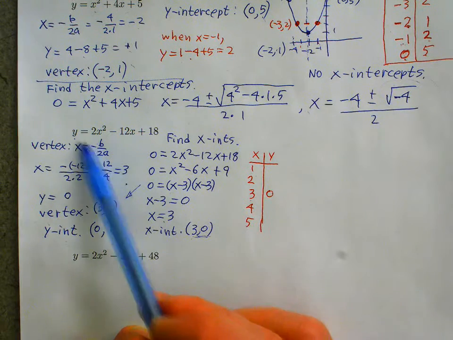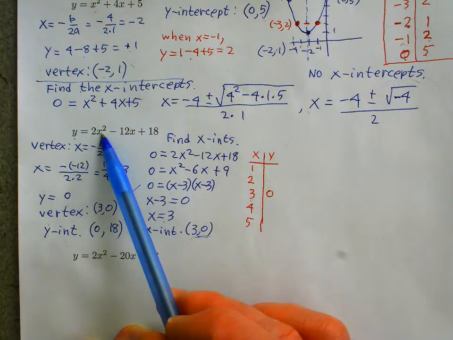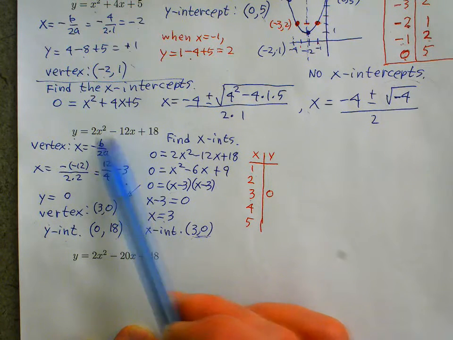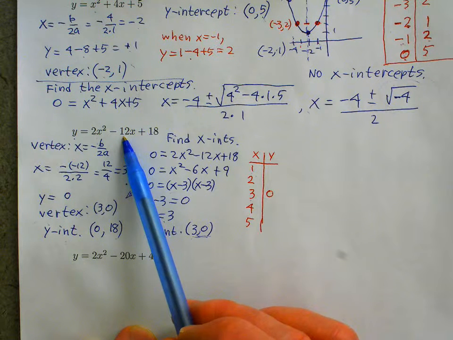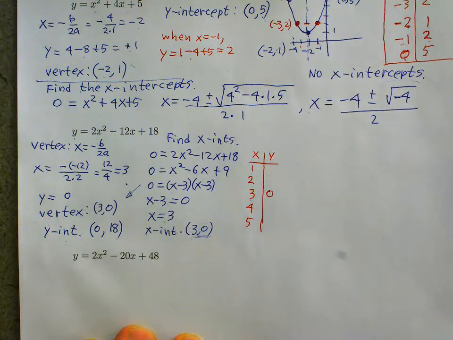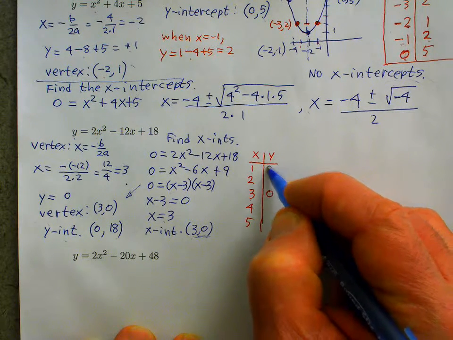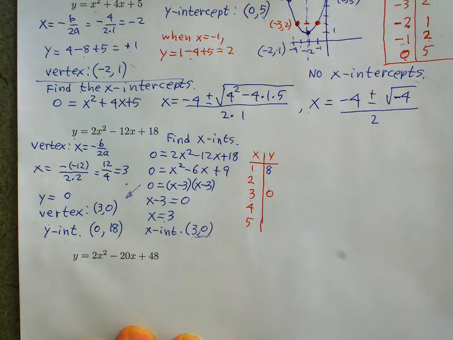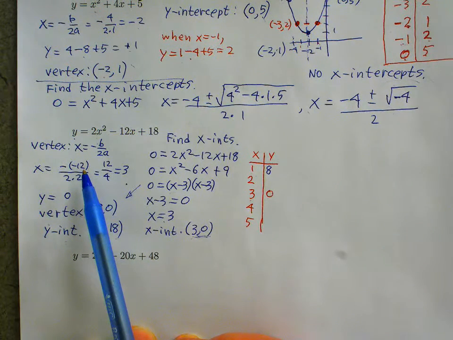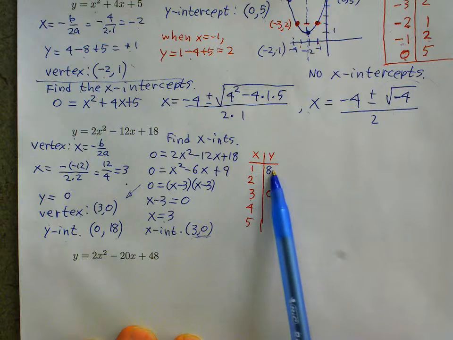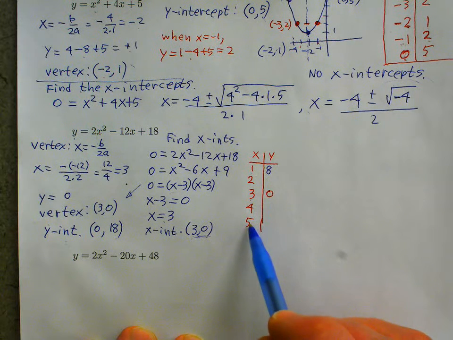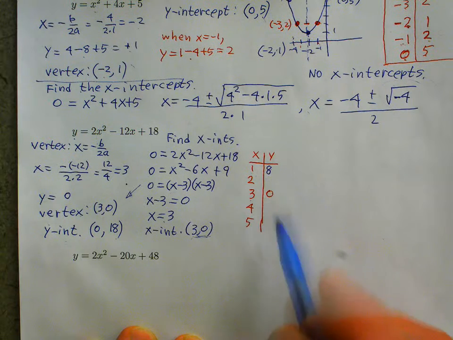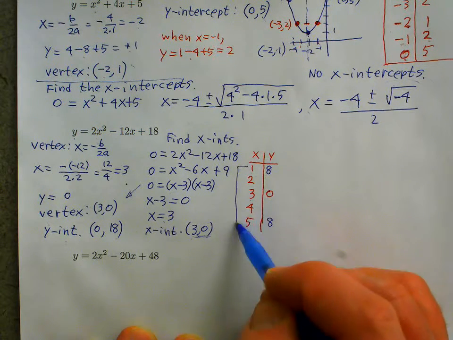When x is 1, the y-coordinate is 2 times 1 squared, which is 2. 2 minus 12 times 1, so that's 2 minus 12 is negative 10. And negative 10 plus 18 is 8. By symmetry, when x is 5, the y-coordinate should be 8 also.